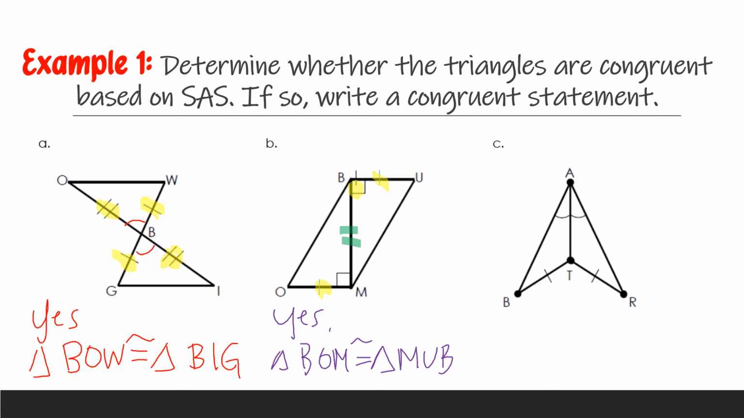BOM, MUB. Yeah, that's correct. All right, finally with C, we do have a side marked. We also have an angle marked. We don't have anything else marked. However, those two triangles do share a third side. They share AT. So as we look at that, we want to see if that follows side, angle, side. We do have two sides and an angle. However, the angle that we have is not the angle in between the two sides. So these two triangles would not be congruent.